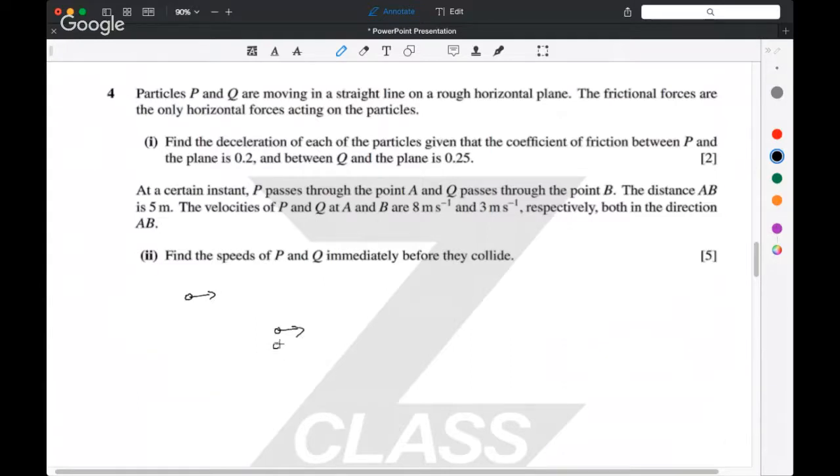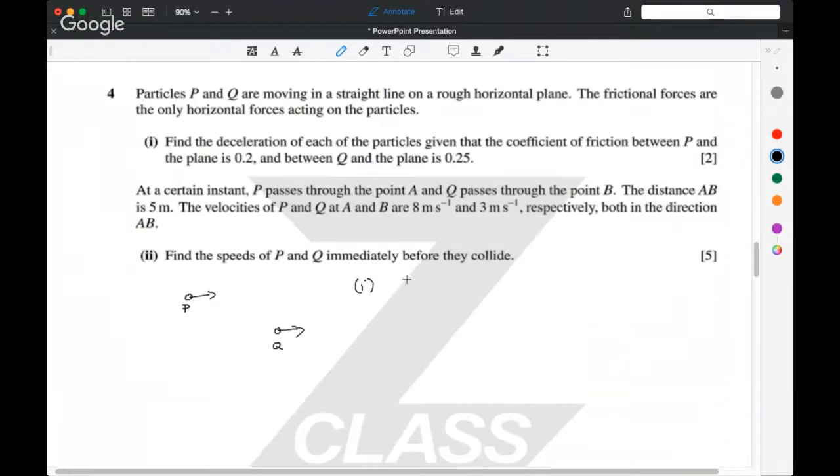And Q is decelerating more than P. So eventually they're going to meet. So at some point, we'll deal with question 1 first. So question 1, you want the deceleration of each of the particles.